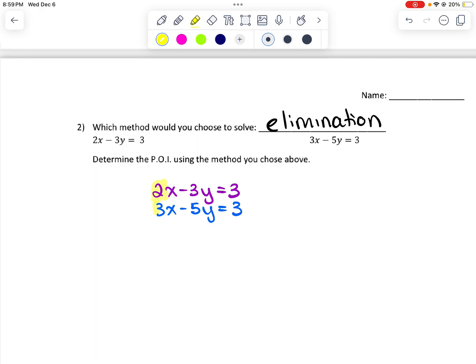This guy's a 2 and this guy's a 3. So they're not the same. Let's look at the y's. This one's a 3 and this one's a 5. So they're not the same either. So it doesn't matter which one, but you need to make one of them the same.